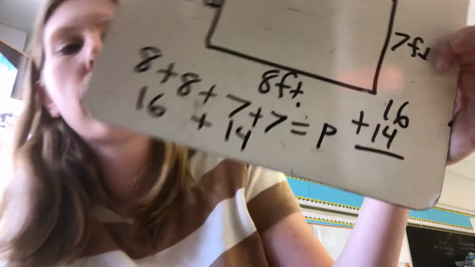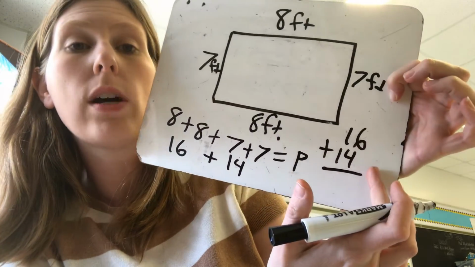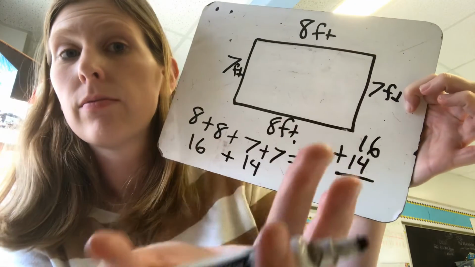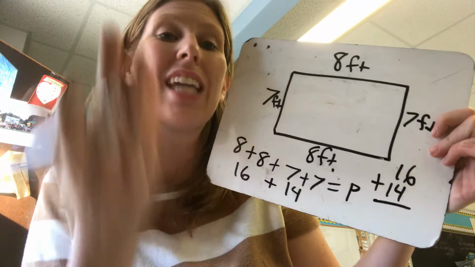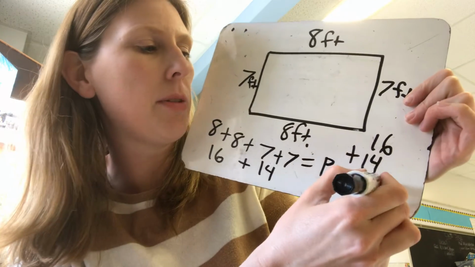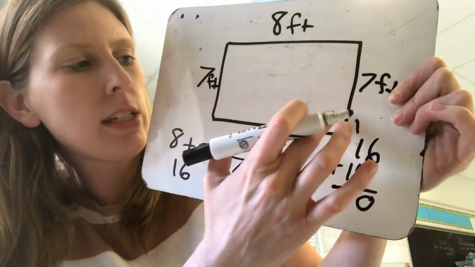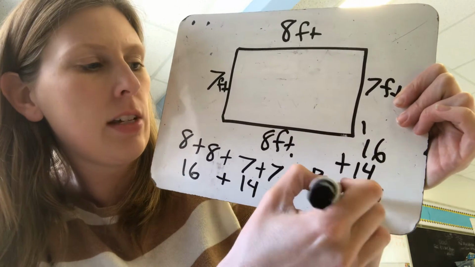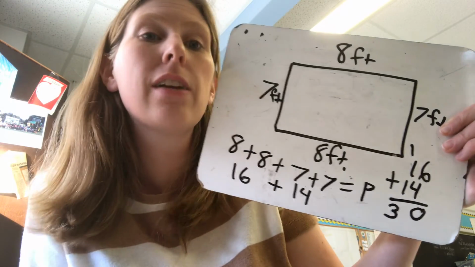If I set that up vertically, I'm going to add my ones first. If I have 6 ones and I add 4 ones, that's going to give me 10 ones. So if I have 10 ones, that's the same as saying I have a 10. So that would leave me with 0 ones and 1 10. 1 10 plus 1 10 plus 1 10 is 3 10s, 30. So the perimeter is 30 feet. If we include the label, 30 feet is your answer.